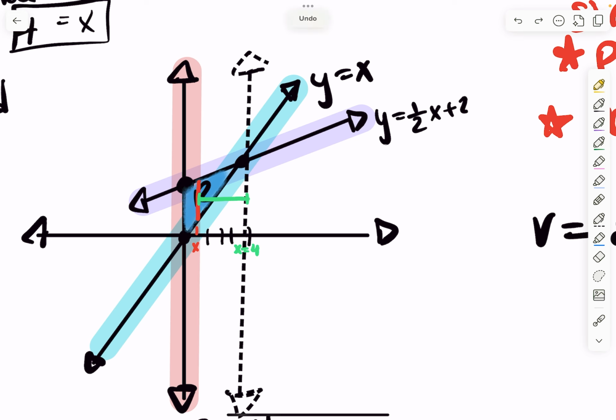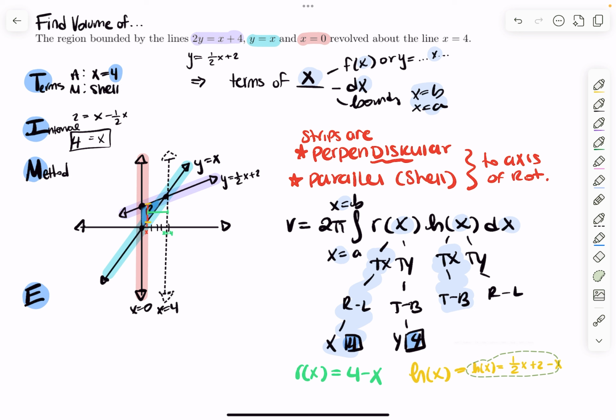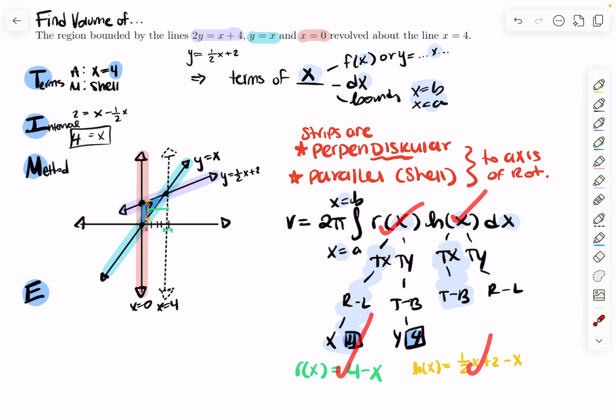So how can we find the length? Well, it's going to be top minus bottom, right? The top curve. What curve is it touching at the top? This one, 1/2 x plus 2. And so then we want minus the one it's touching at the bottom, and that's this one. That's x, so we're going to do minus x. So h of x is equal to top curve minus bottom curve. So let's move that over here. Now we have our radius, we have our height.